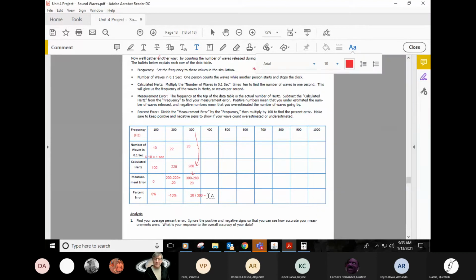Oops, sorry about that. Forgot to do something here. 20 over 300 equals 0.06 forever. But I'm going to multiply that by 100, and that gives me a final answer of 6.7%. Okay, so that's what's going to go down here, 6.7%. Keep track of your positive and negative signs, and go ahead and fill in the rest of that row. Please ask if you need help figuring out how to do it, and give me a thumbs up when you're done.